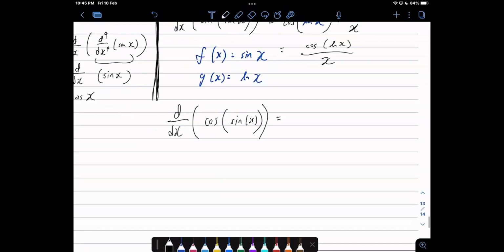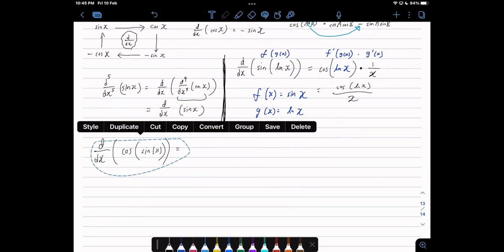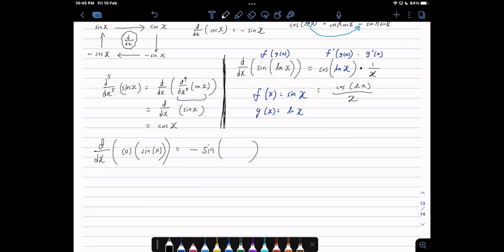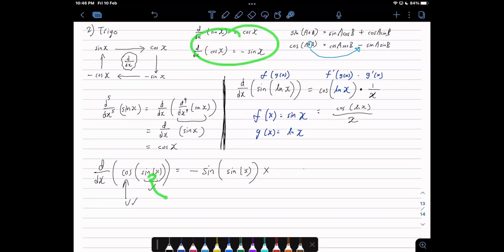What is this derivative? Minus sine. The bracket inside, sine x, copy and paste it. Times, chain rule. You have differentiated the outer function. Now you deal with the inner function. Differentiate sine, you get cosine. Sorry, yes, it's cosine, don't have minus. Okay, good.